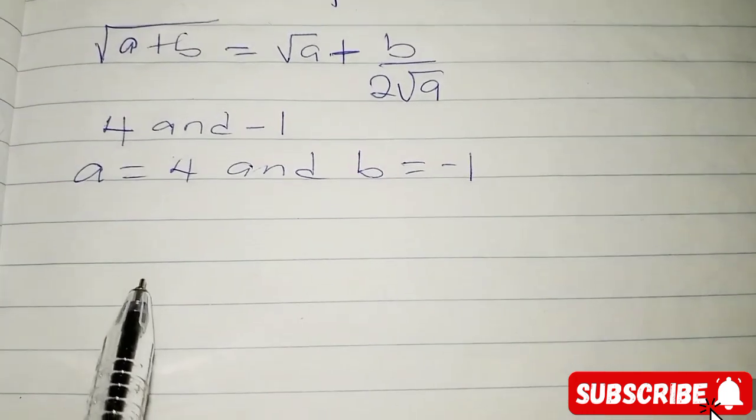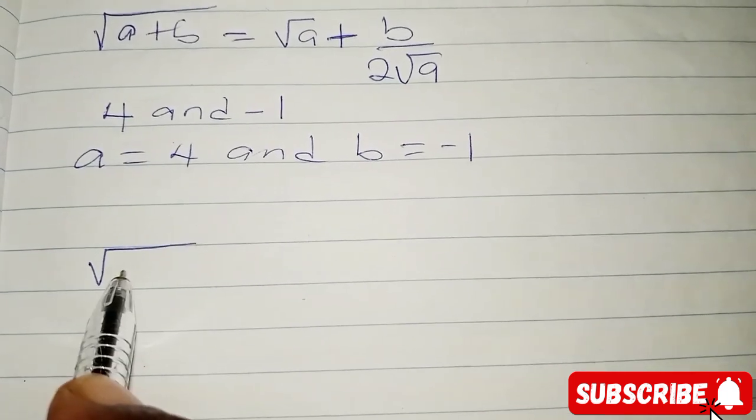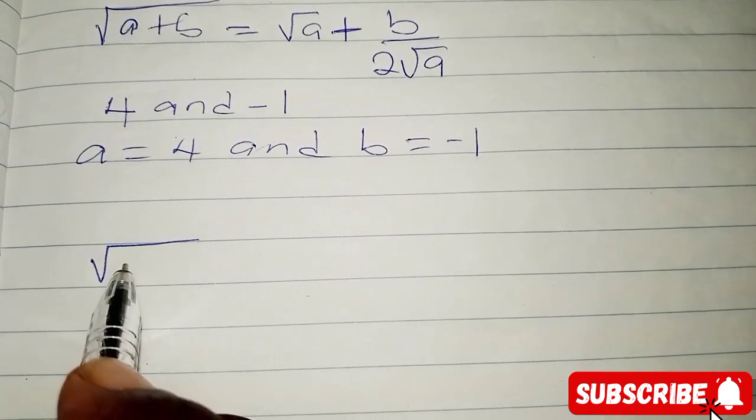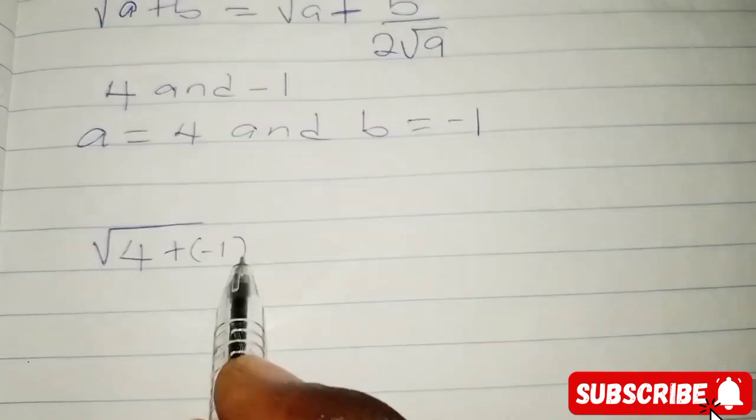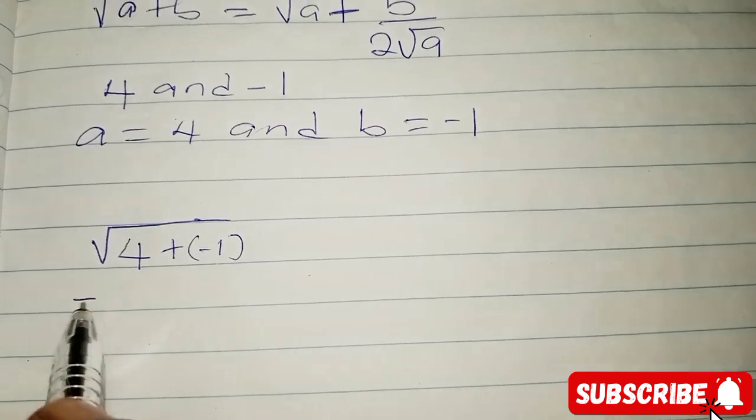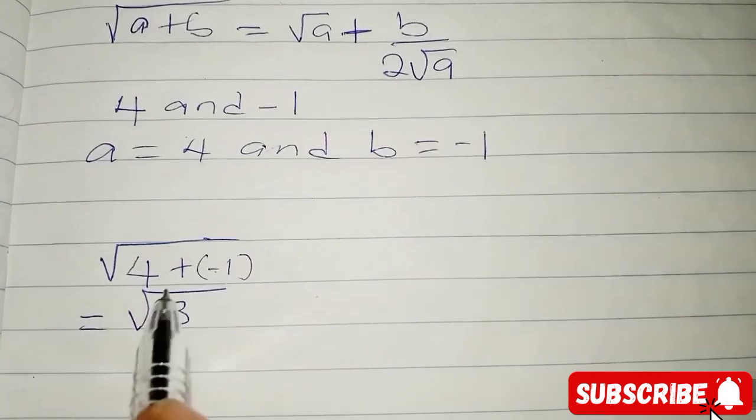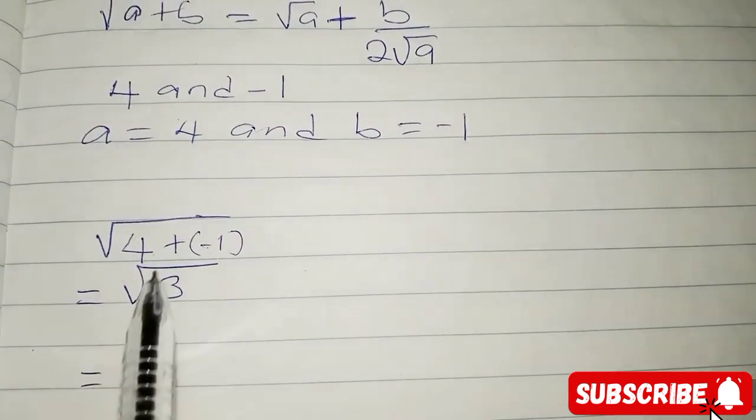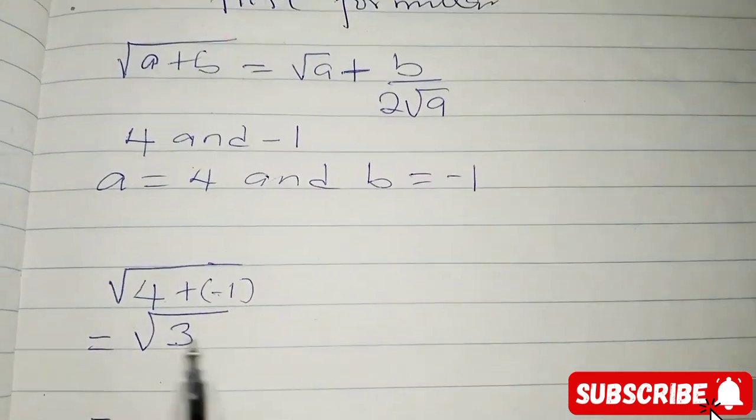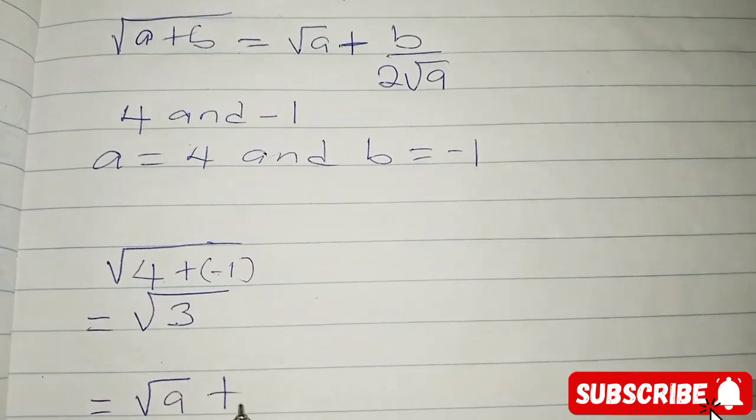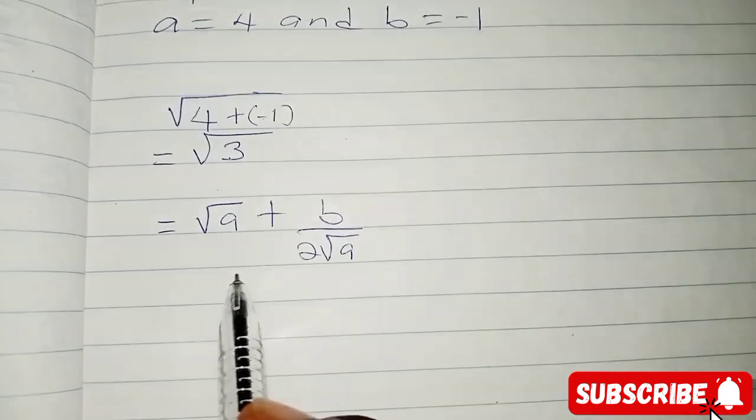So therefore, take note, we have 4 plus minus 1. This will give us 4 plus minus 1 is 3. So that is it. We are trying to check now. So let's input into our formula. Our formula is square root of a plus b over 2 square root of a. That's our formula. Okay, let's input now.